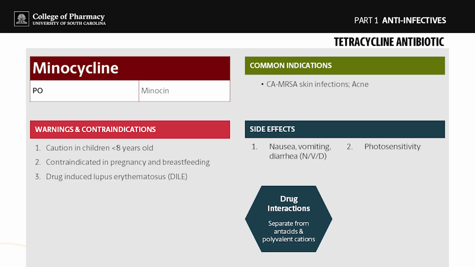Side effects of this one would be nausea, vomiting, diarrhea, and it can cause photosensitivity. There is a contraindication in children less than 8 years old. It's contraindicated in pregnancy and breastfeeding, and also in drug-induced lupus. So the important thing with these antibiotics is to separate them from antacids and polyvalent cations.